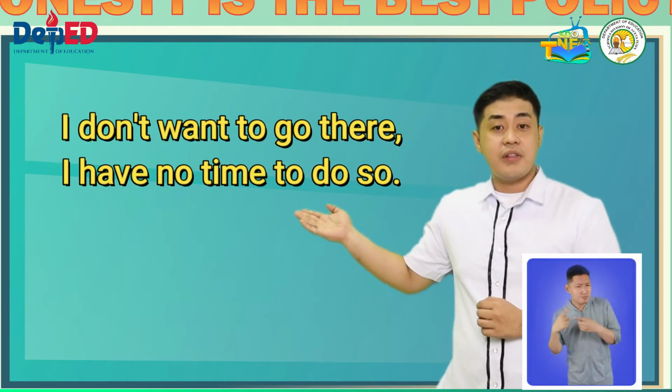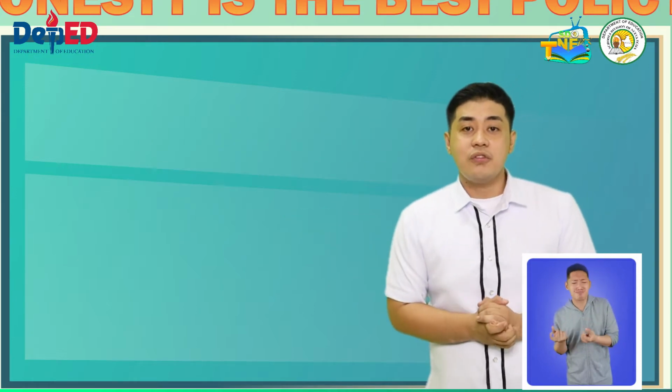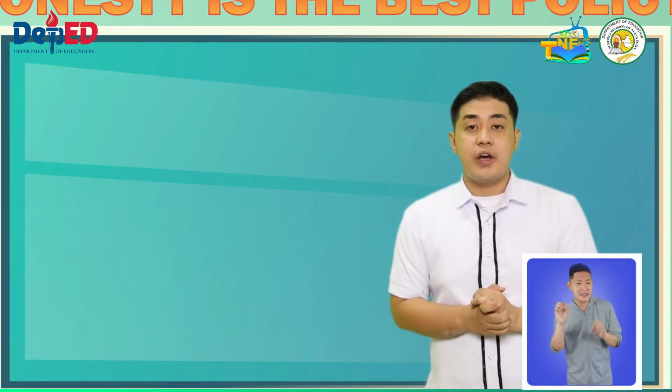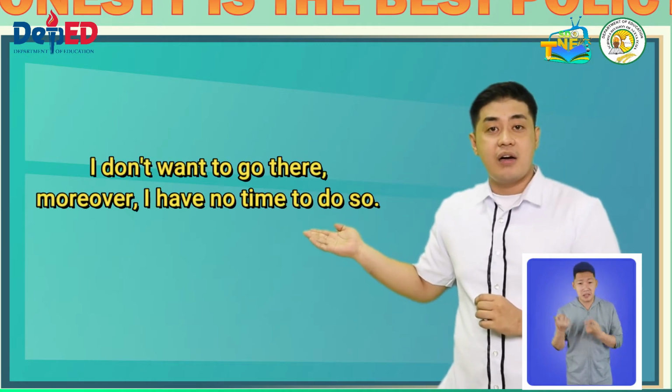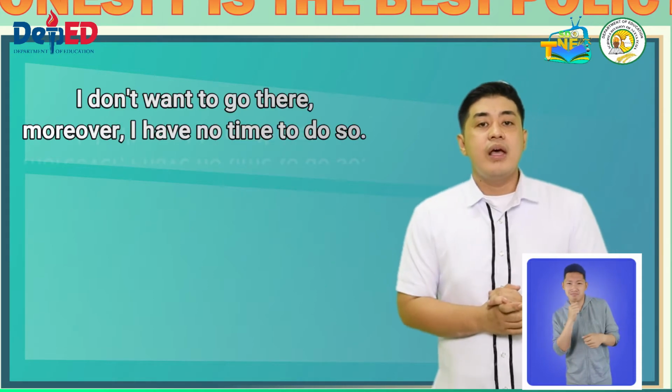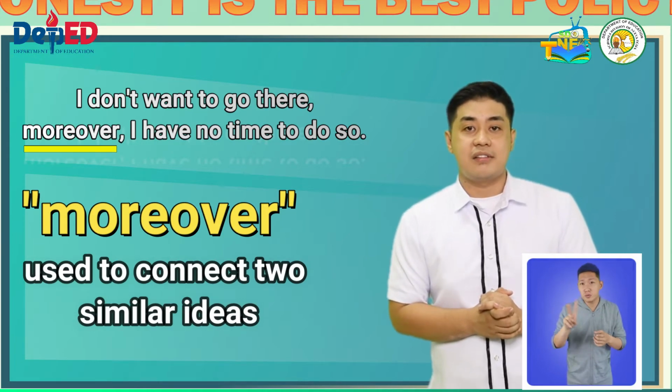I don't want to go there. I have no time to do so. We can use any of these terms to join the statements together and transform them to I don't want to go there. Moreover, I have no time to do so. Here in this example, the word moreover is used to connect 2 similar ideas.